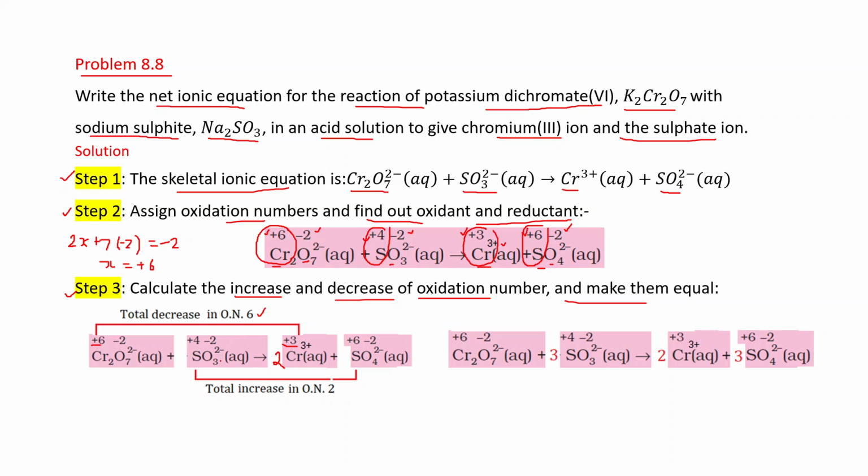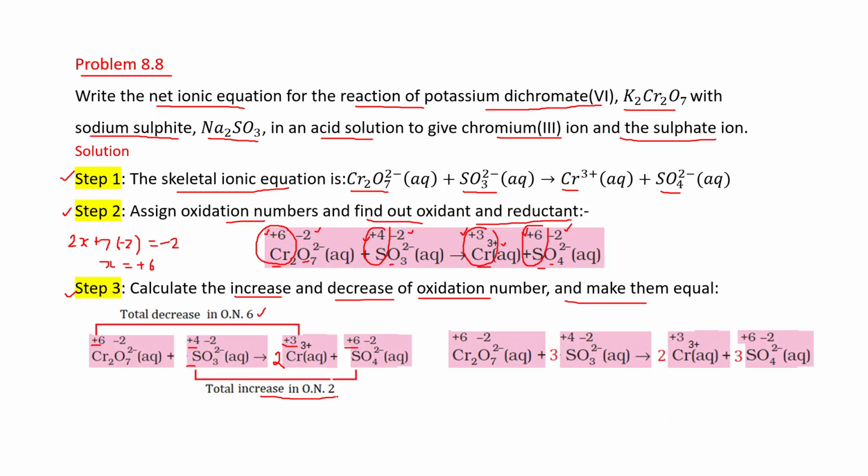Now what is the total increase in oxidation number? Sulfur goes from +4 to +6. There is an increase by 2, and there is only one sulfur atom on the reactant side. So the total increase in oxidation number is also 2. Now this total decrease and increase in oxidation number we have to make equal.